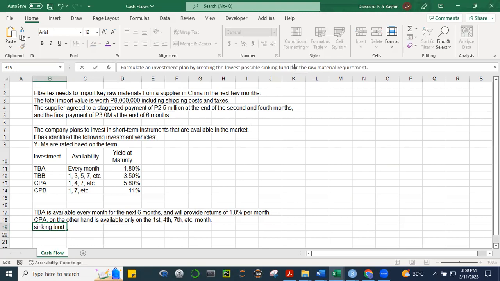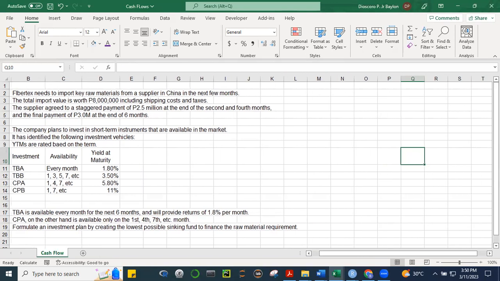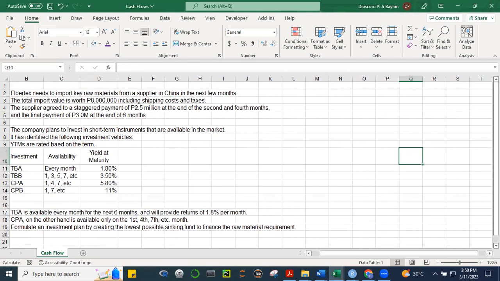Or to finance the raw material requirement. All right, so this is our financing problem. So the objective is to create the least amount of sinking fund, which means that it should be created at the beginning of month 1.